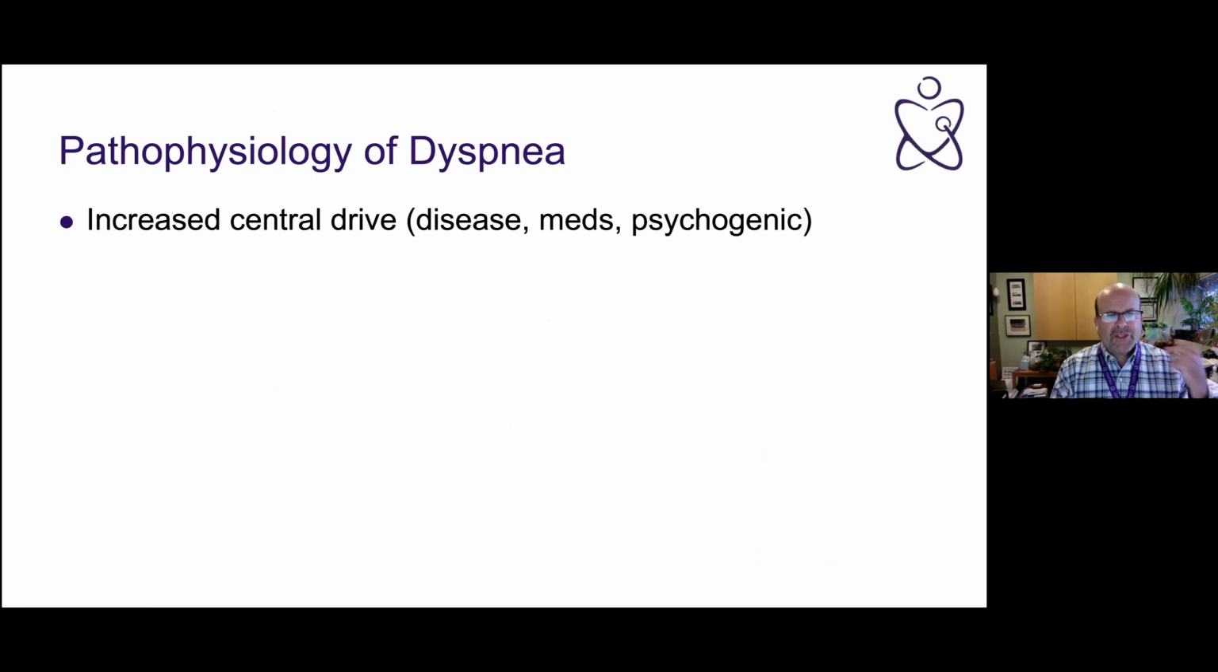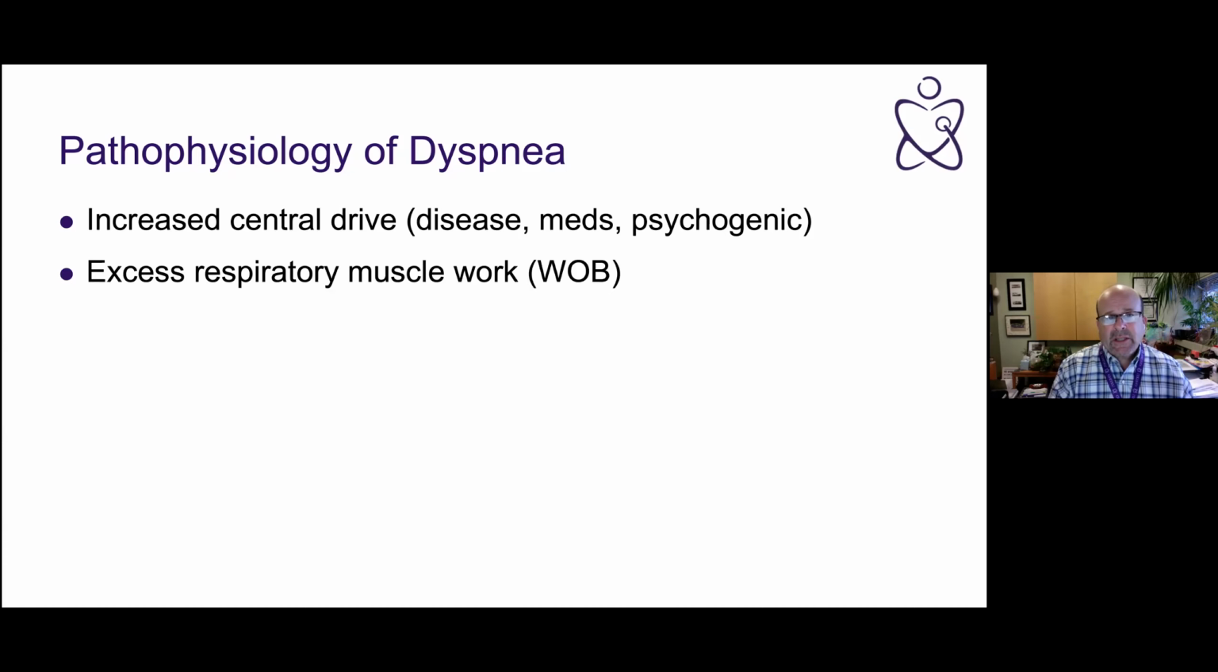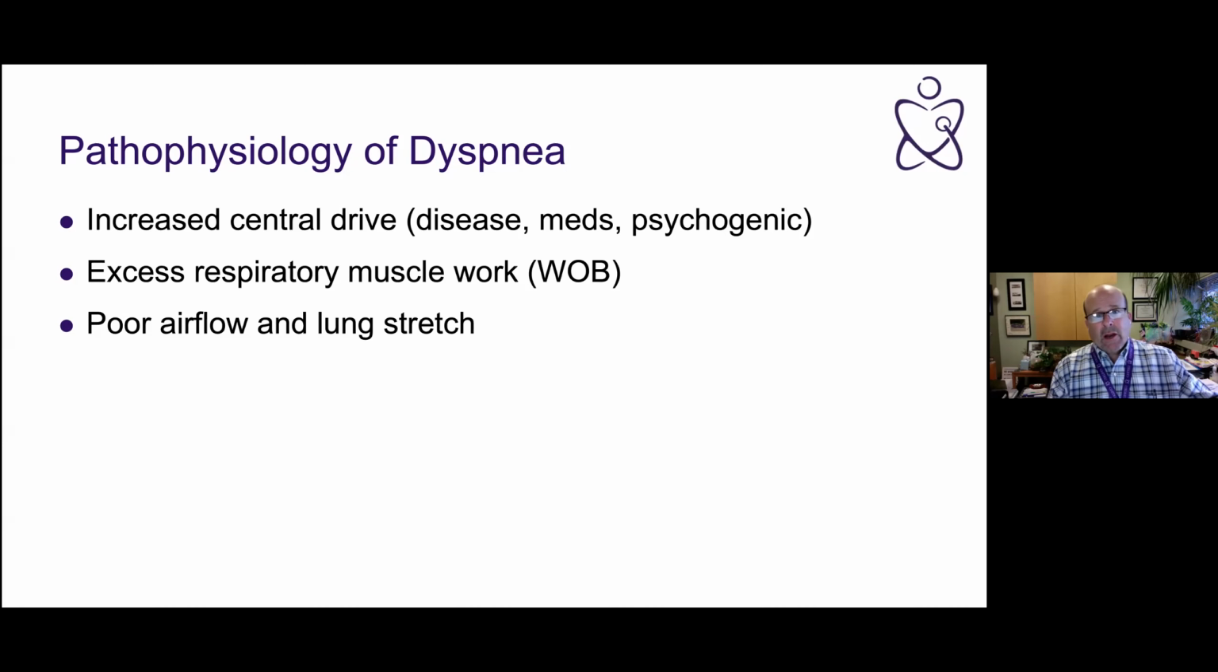So again, pathophysiology of dyspnea. Dyspnea occurs when there's increased central drive. Regardless of how good the blood gases are, if there's increased central drive, either from some neurologic disease or other disease, some medications that people might be taking, or psychogenic increases in central drive, patients will complain of dyspnea. If there's an excessive amount of respiratory muscle work, if the muscles just have to work harder, again, even if gas exchange is fine, that will result in dyspnea. If air doesn't flow well through the lungs, or the lungs aren't stretching very well, so think about obstructive lung disease and restrictive lung disease, that results in dyspnea.